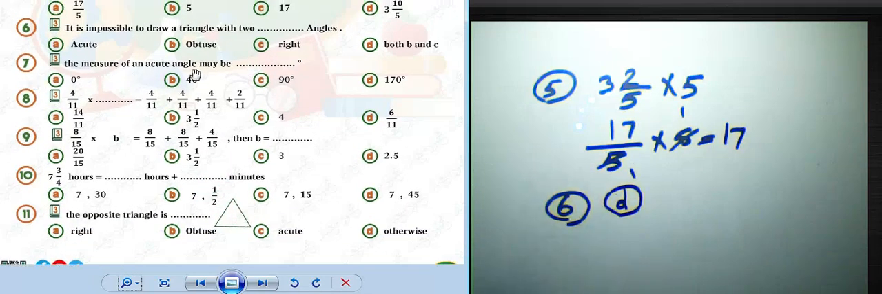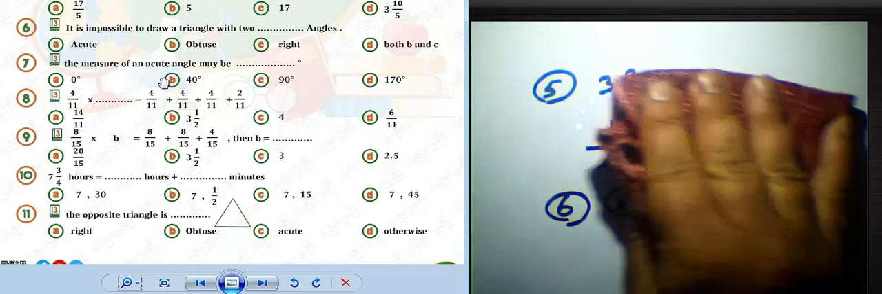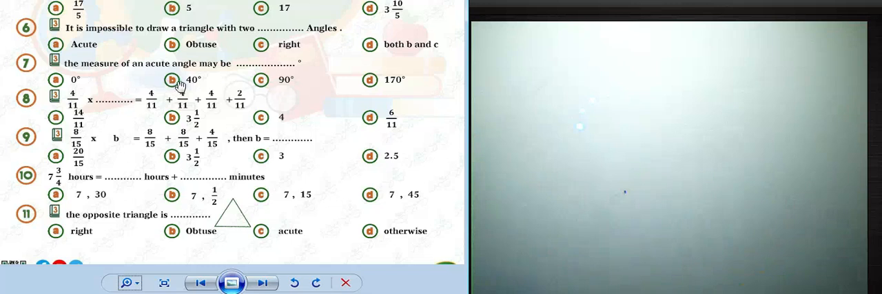Question number 7. The measure of an acute angle may be. An acute angle may be 40 because the measure of an acute angle lies between 0 and 90, or the measure of an acute angle is greater than 0 and less than 90 degrees. So it may be 40 degrees. Choose letter B about this example, 40 degrees.